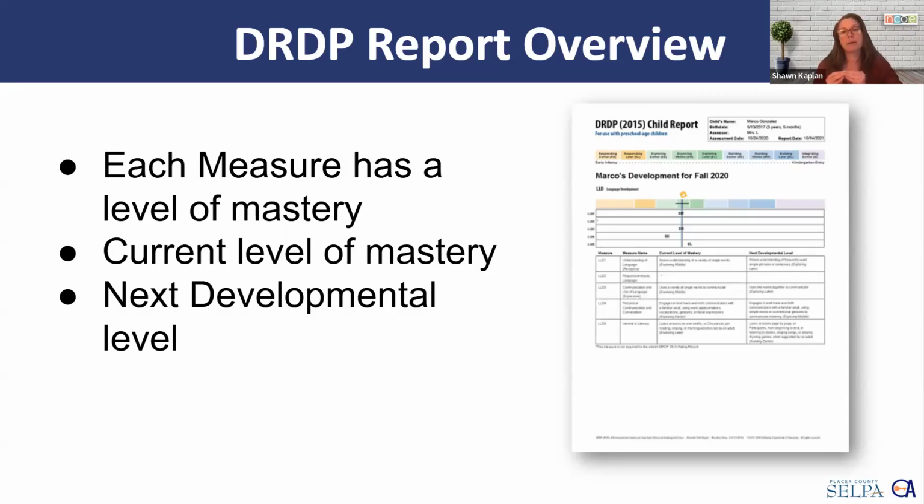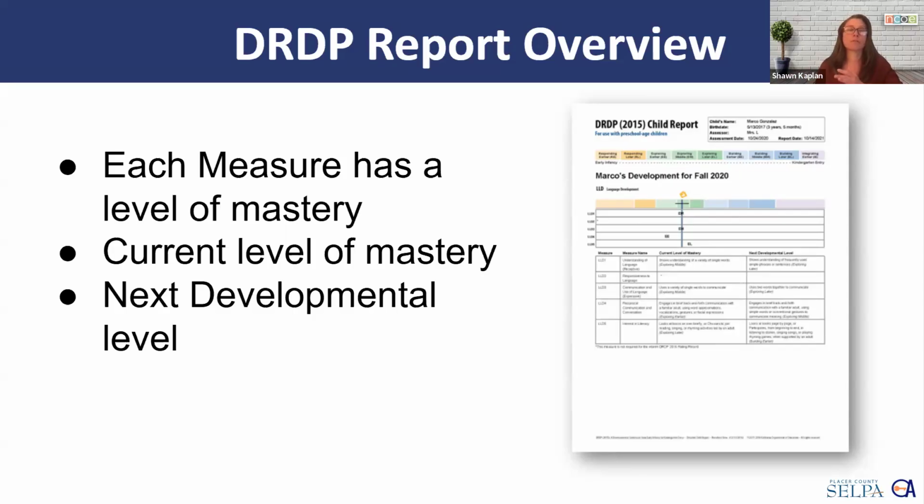The table below is going to highlight each measure. It's going to let you know exactly where that rating is for that particular measure. And then it's going to define the current level of mastery. And then the final box in that table to the far right-hand side is giving you an easy access preview to the next developmental level.